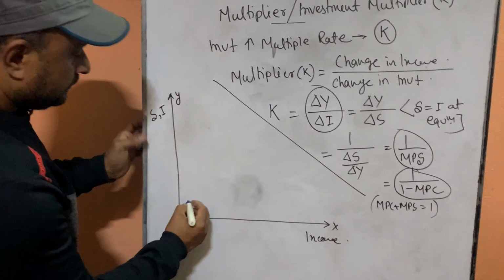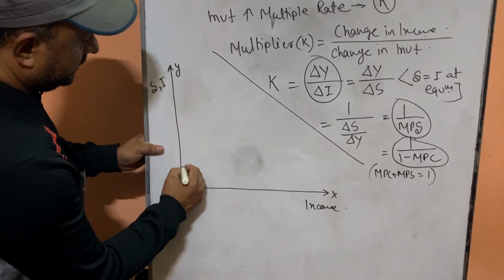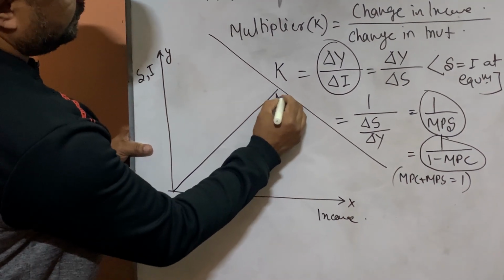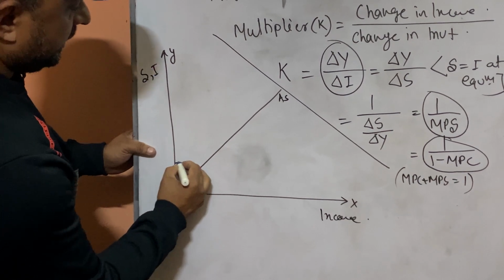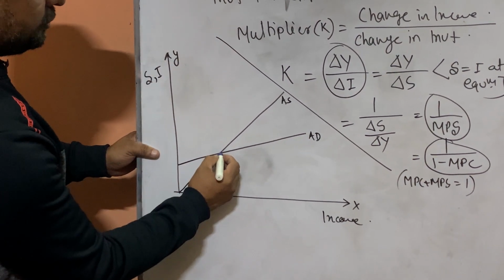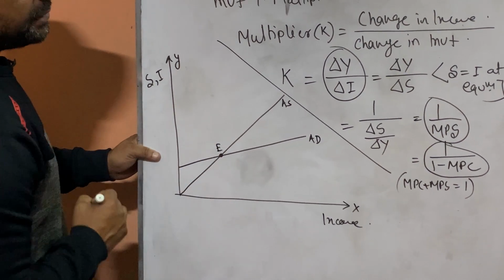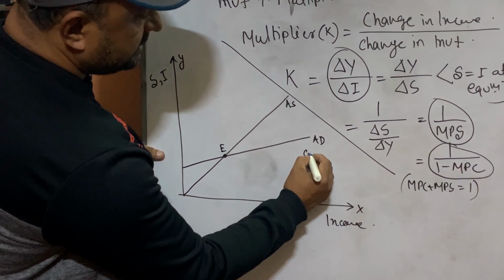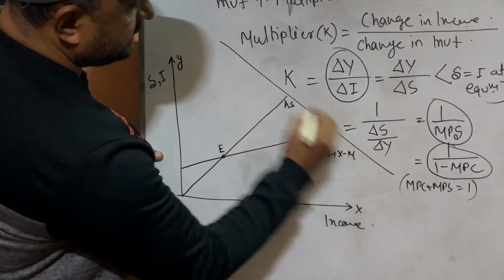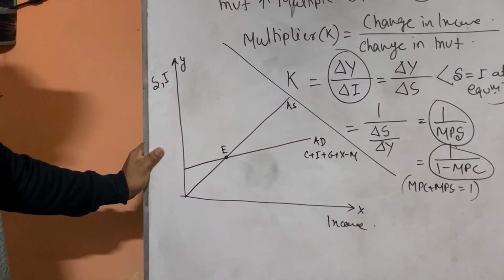Now this is our aggregate supply curve, and this is our aggregate demand curve. This is our equilibrium point, general equilibrium point. Aggregate demand means what? C plus I plus G plus X minus M. This is our aggregate demand.